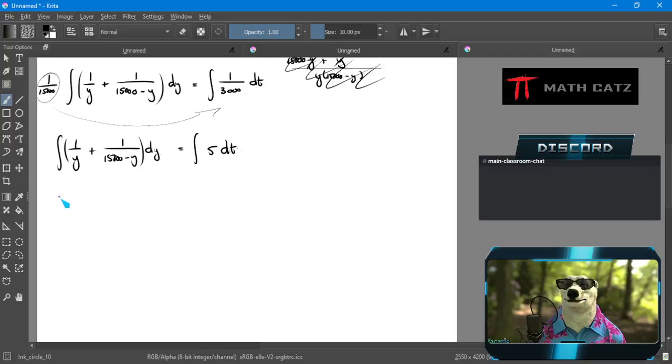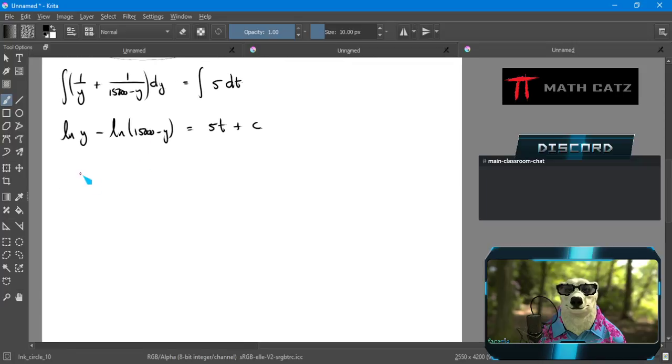Now I have my natural log for the antiderivative of this first 1 over y. I have my negative natural log of 15,000 minus y for this one. And I have 5t plus my integration constant. So then now things are looking a little bit more familiar.